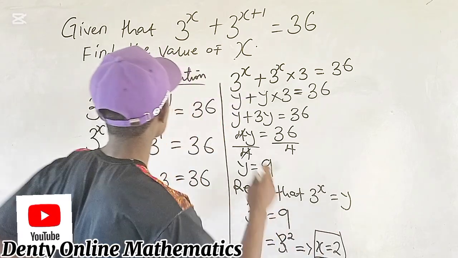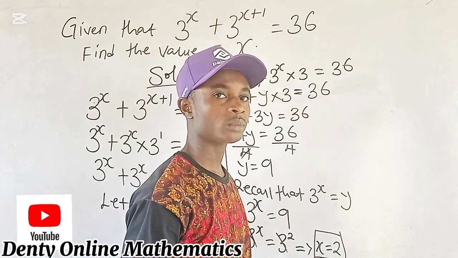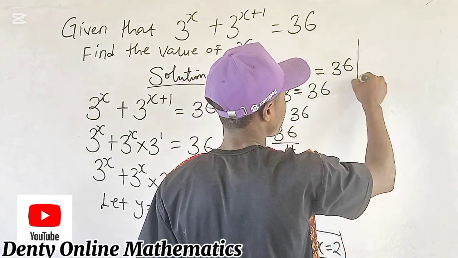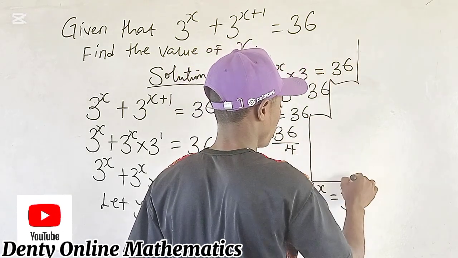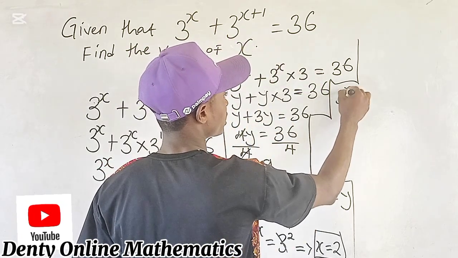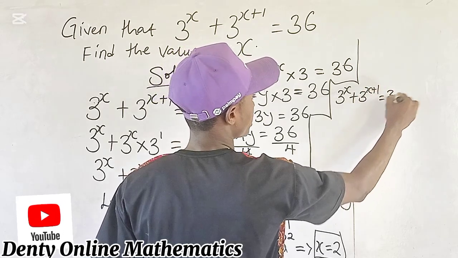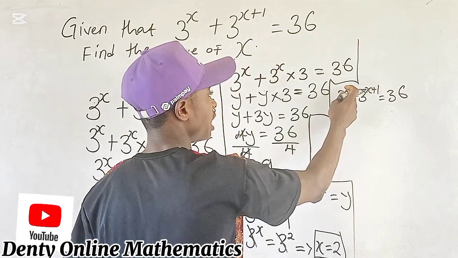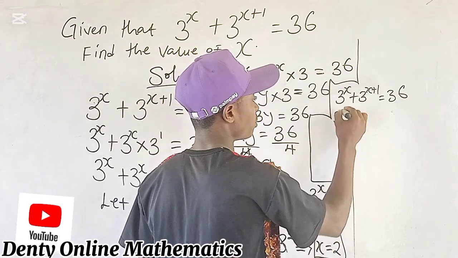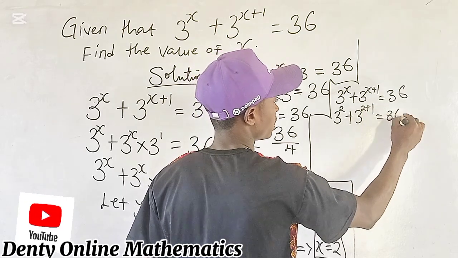So the value of x that will satisfy the equation is 2. You see, very simple. Now let's check whether we are correct or wrong. What we have is 3 raised to the power of x plus 3 raised to the power of x plus 1 equal to 36. Anywhere we see x, we are going to replace it with the value 2. So this will be 3 raised to the power of 2 plus 3 raised to the power of 2 plus 1 equals 36.